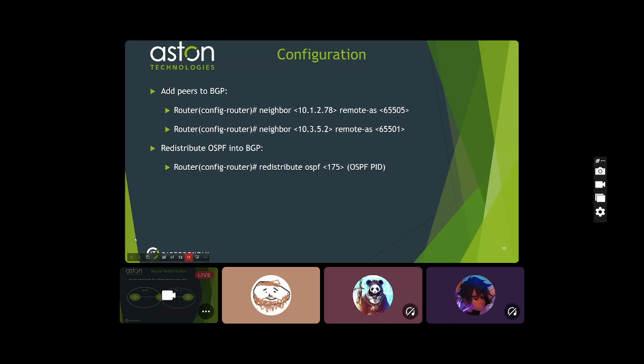Okay, and then if we want to redistribute, so I want to take the routes from OSPF number 175 and add them to BGP, as long as I'm in BGP, I type redistribute OSPF 175. And if you wanted to do the opposite, take the BGP routes and add them to OSPF, you would go into the router OSPF process, redistribute BGP, and then the autonomous system number.